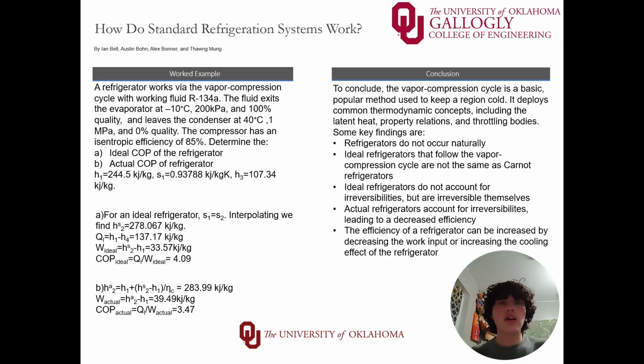To conclude, the vapor compression cycle is a well-known refrigeration cycle that we encounter in our everyday lives. Some important results from our research are that refrigerators do not occur in nature, as this would violate the Clausius statement, a statement of the second law of thermodynamics, which states that heat cannot of itself flow from a colder to a hotter body. Another key point is that ideal refrigerators following the vapor compression cycle are not the same as Carnot refrigerators, as Carnot refrigerators do not include a throttling process, which is an irreversible process. This means that ideal refrigerators following the vapor compression cycle are not reversible, but they are still ideal.